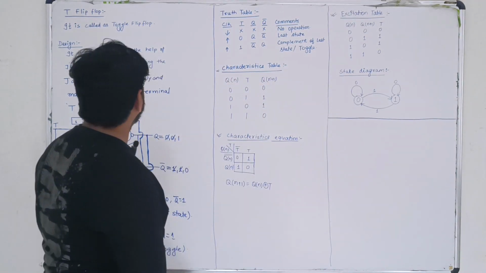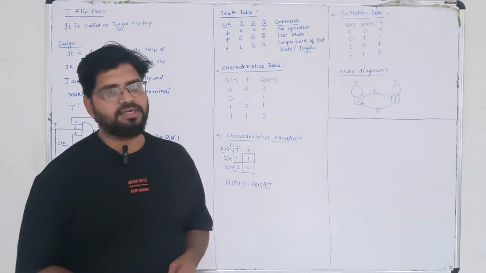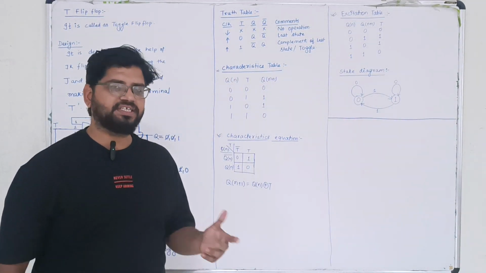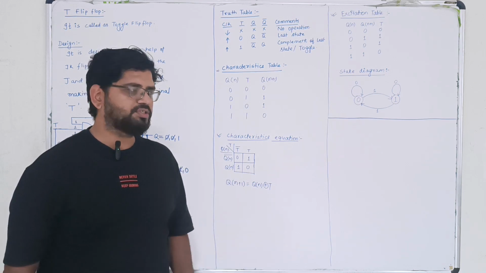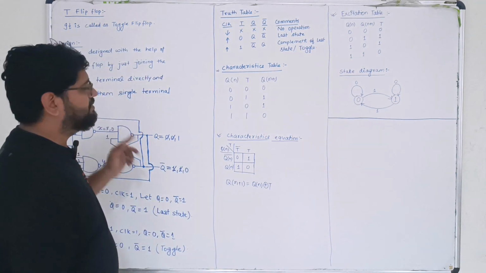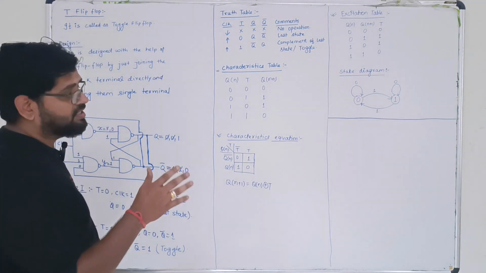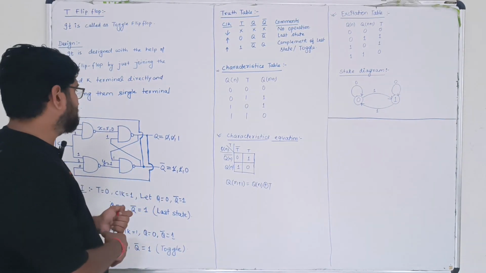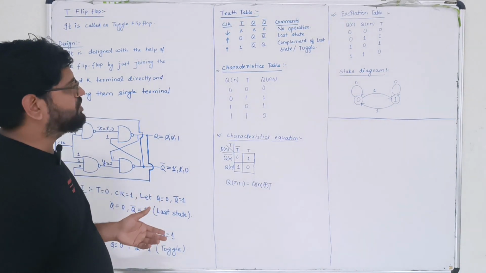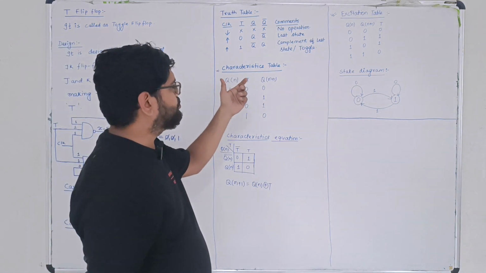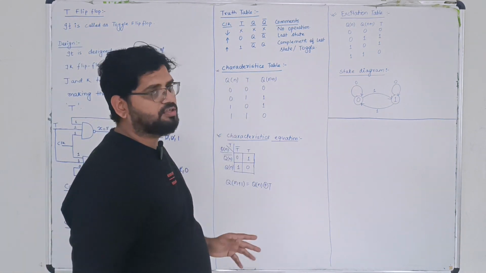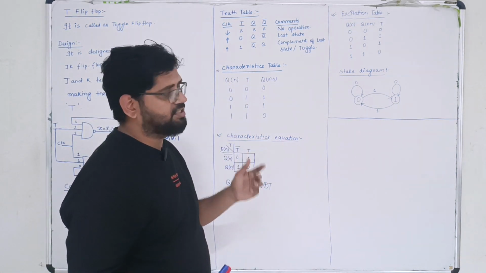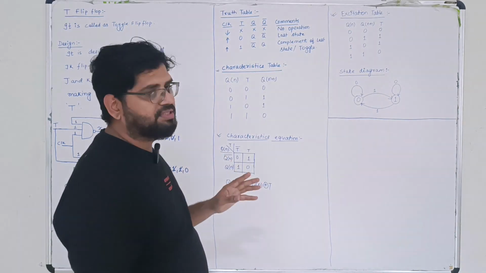Today's topic of discussion is T flip-flop. We have already completed SR flip-flop, D flip-flop and JK flip-flop in the previous videos. Today we'll be going for T flip-flop. We'll discuss what exactly T flip-flop is, how to go for its design, and then we'll try to understand its operation. Depending on the operation, we'll have the truth table design, then characteristic table, equation, excitation table, and state diagram. So we'll discuss each one of them in detail.